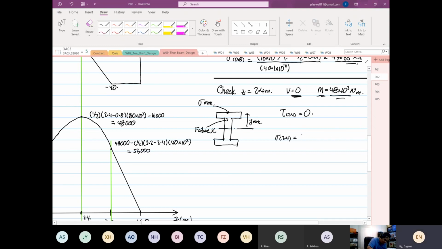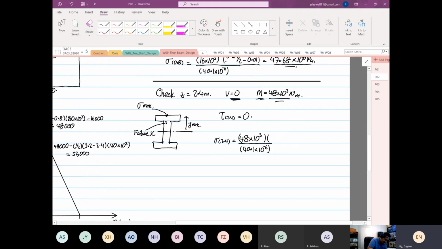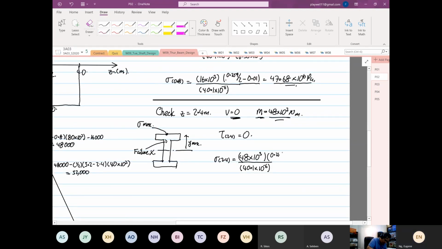The normal stress at 2.4 is equal to, so the moment is 48 times 10 to the power 3, divided by 40.1 times 10 to the power minus 6, and then multiplied by 0.259 divided by 2. Let me do it again: 48 times 10 to the power 3 times 0.259 divided by 2, divided by 40.1 times 10 to the power minus 6, is equal to 155.012 times 10 to the power 6 Pascal. Whoa, this is a high number, yes or no?